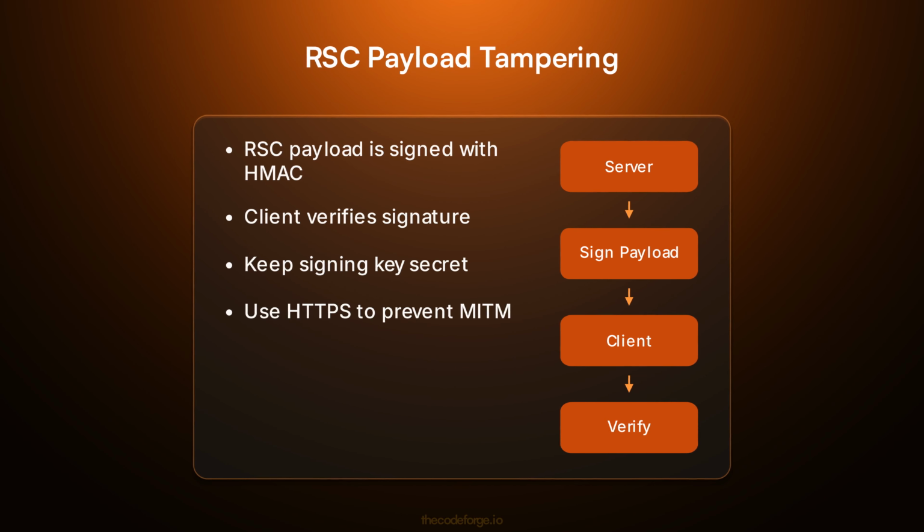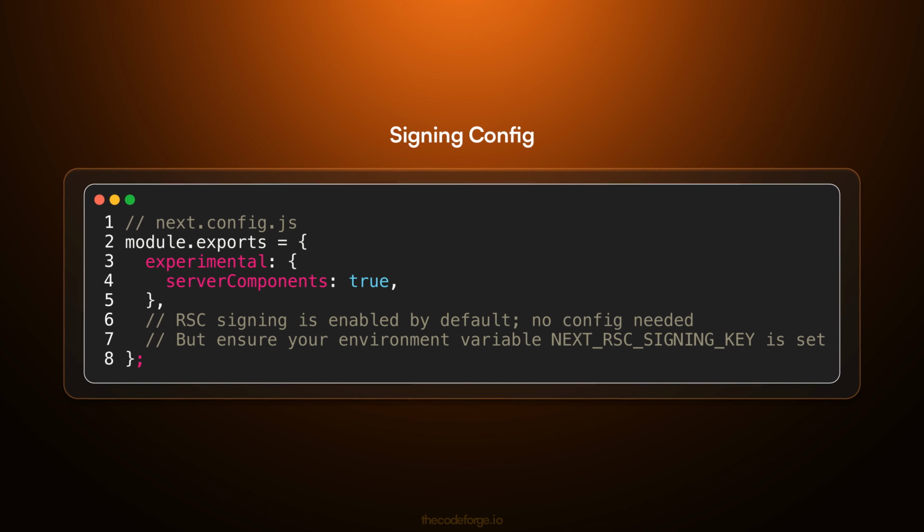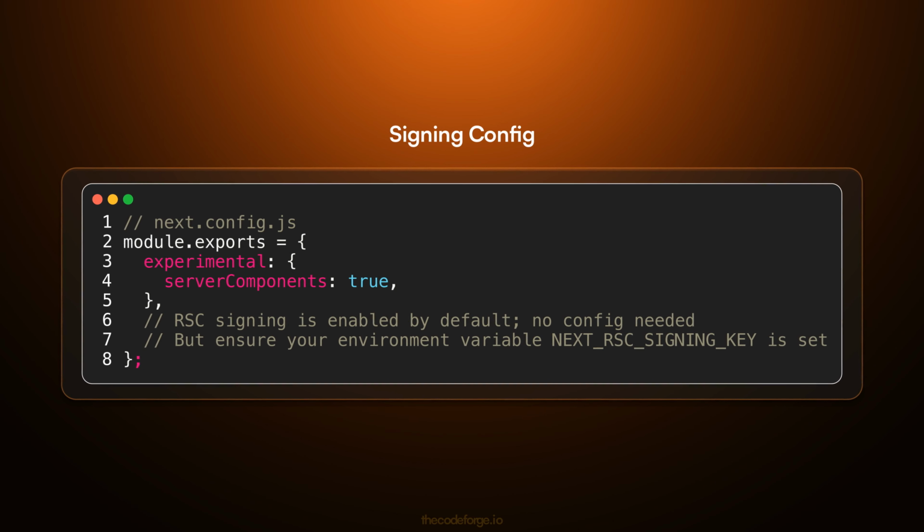Next.js signs the RSC payload with an HMAC. The client verifies this signature before parsing. If the payload is tampered with, it's rejected. Keep the signing key secret. RSC signing is enabled by default. You don't need to configure it, but you must ensure the signing key is set and kept secret.